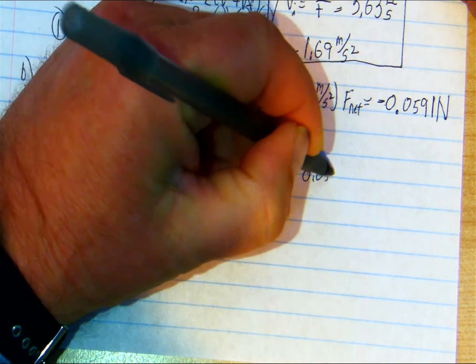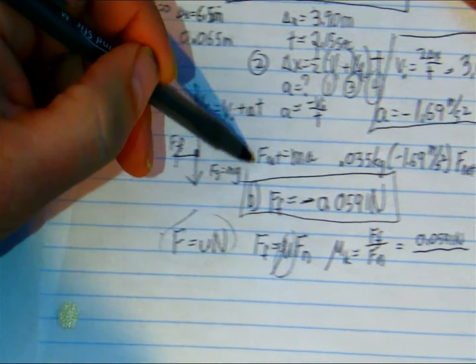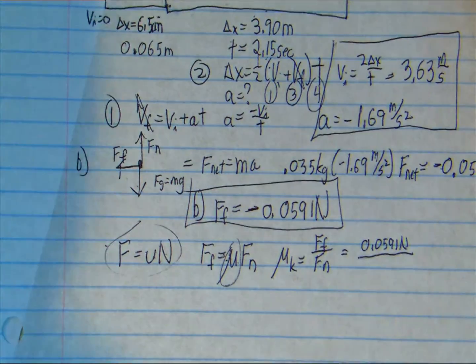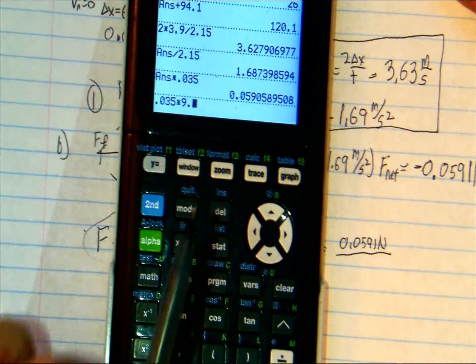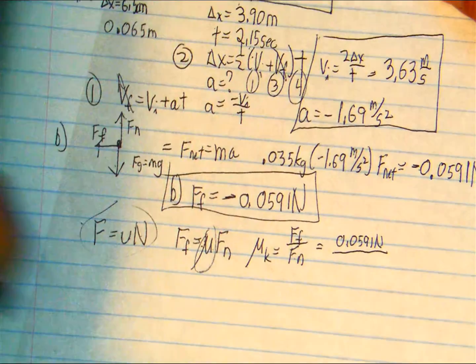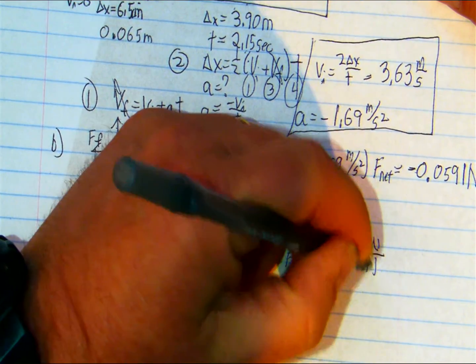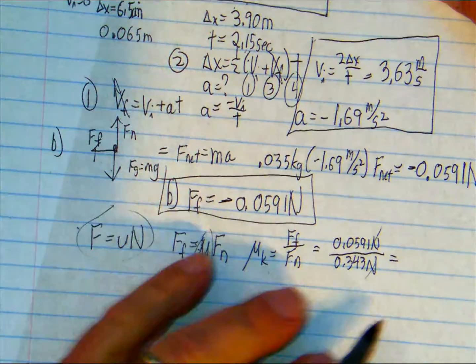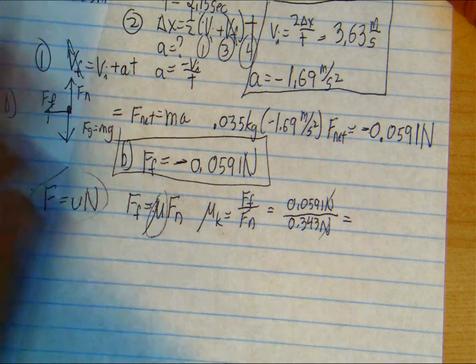The force of friction magnitude is 0.0591 newtons, and the normal force is the opposite of the weight, of course, and the weight is the product of its mass times acceleration due to gravity. So if I go 0.035 times 9.80, enter, it says the weight of that slider car is 0.343 newtons. So that goes in the denominator, 0.343 newtons. The units cancel. You can never have a negative coefficient of friction. Zero coefficient would mean that it's frictionless.